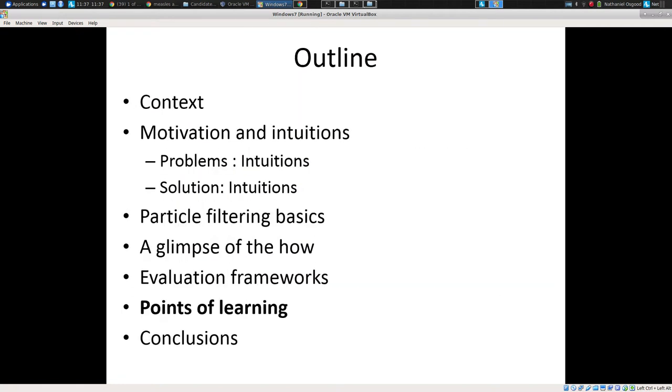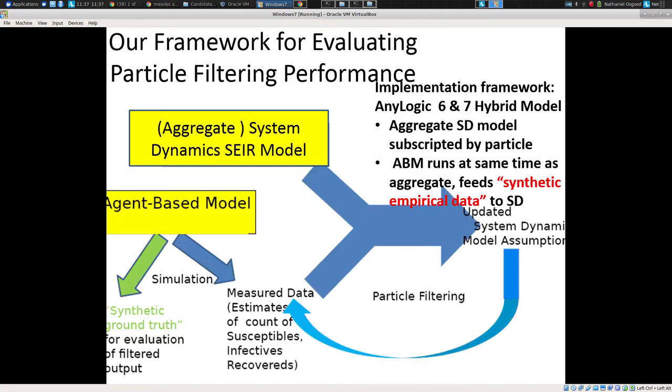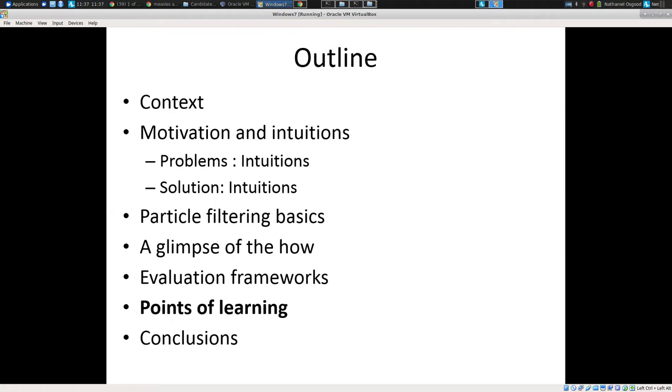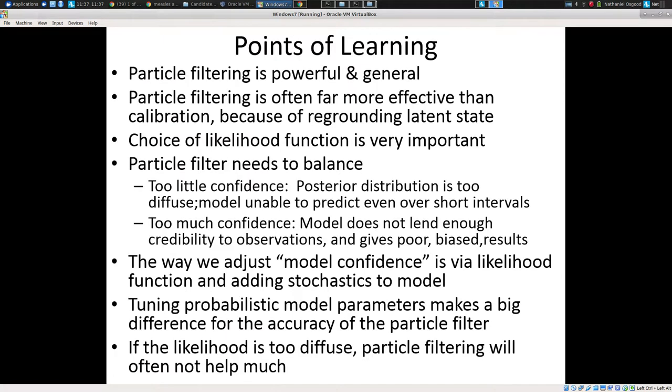Okay. So one thing I will just note, we've done some evaluations of particle filtering against synthetic ground truth. Those have suggested that even with more complicated underlying models, it does quite a good job inferring what's going on. In terms of inferring the underlying situation, we use an ABM to test it. An ABM that's more complex than the particle filtered model.